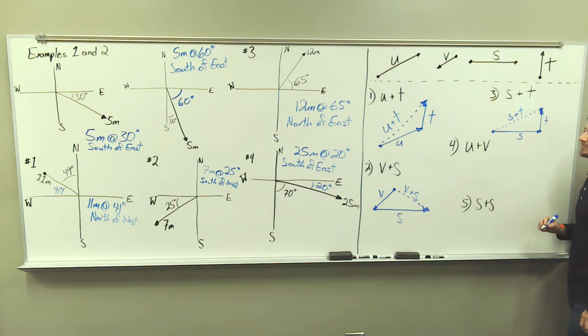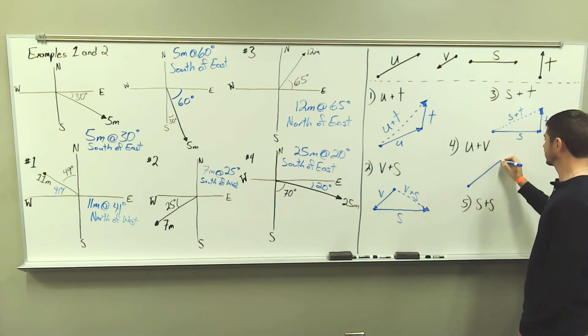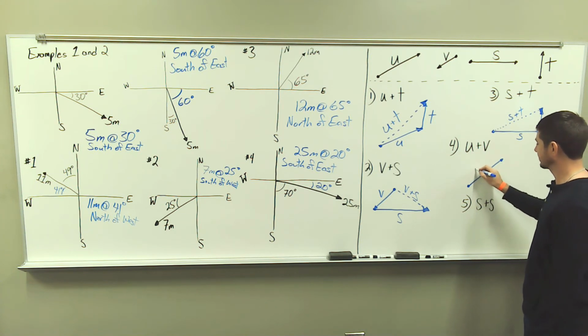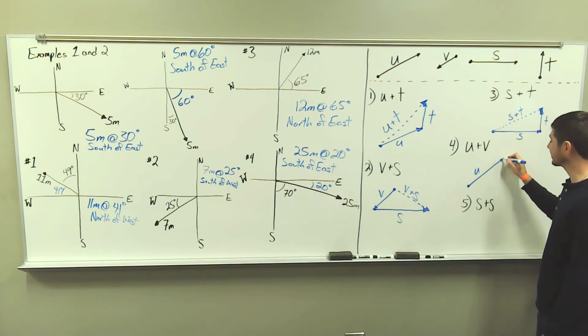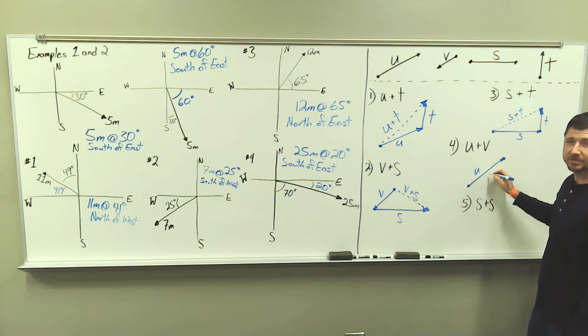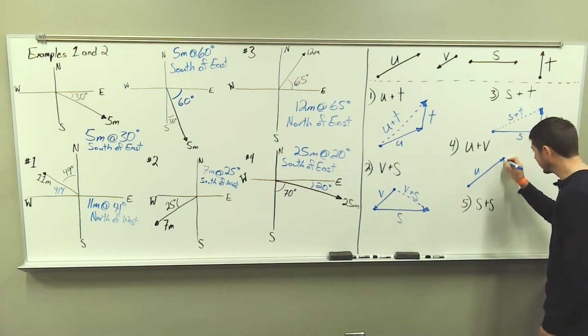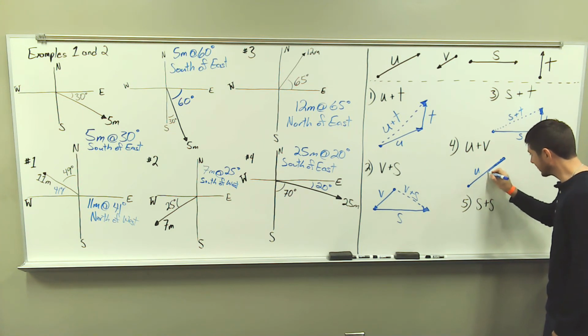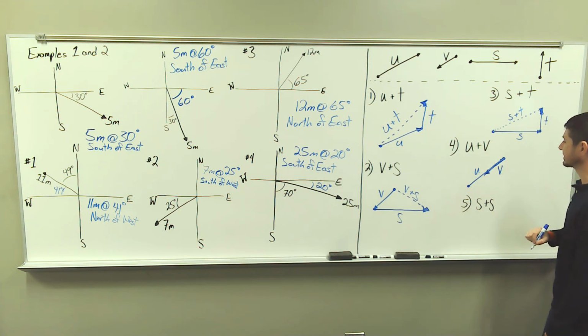On number 4, we have vector u plus vector v. So vector u, and then vector v, using the head-to-tail method. I'm going to draw this just to the side here so it's easier to see. But the tail of vector v is starting on the head of vector u. So I'll do this. Maybe that will make it a little bit more clear. And that is vector v.